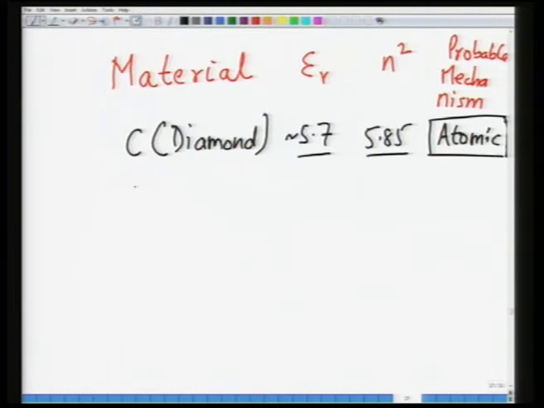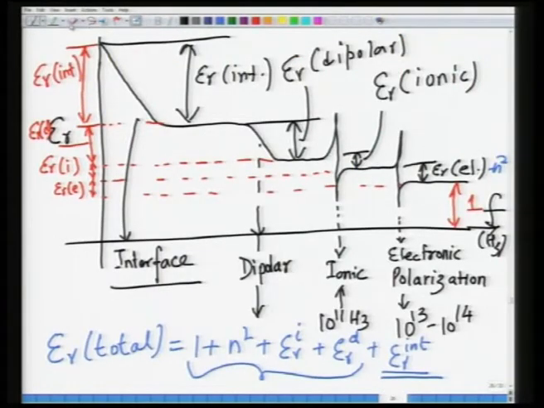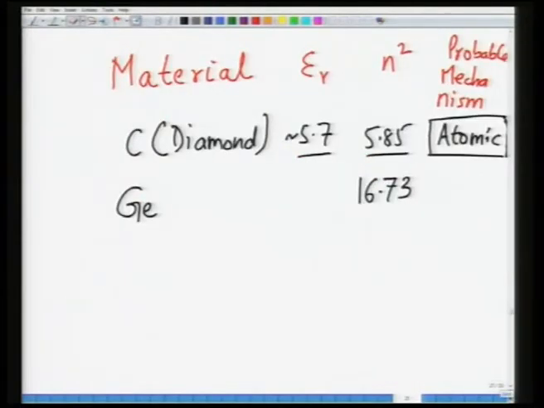And then you have what is called germanium. Germanium is a semiconductor. So, according to this, n square is 16.73 and epsilon r is always measured. If you look at the previous expression, you always remove this 1 from here because 1 is anyway imagined as if it is here. What I have shown you schematically, you always measure from 0. So, this epsilon r will always include that.